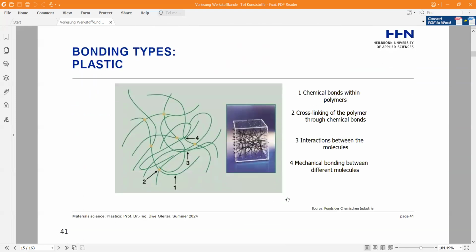The plastic bonding types. The first type, chemical bonds within polymers. The second type, cross-linking of the polymers through chemical bonds. The third type, interaction between molecules. The fourth, mechanical bonding between different molecules.